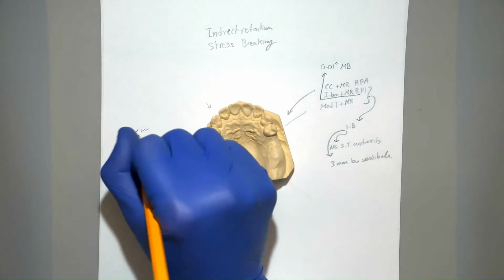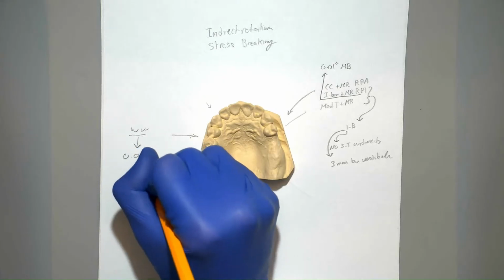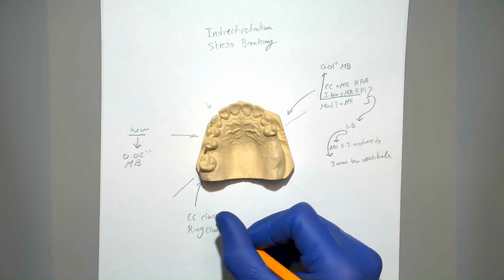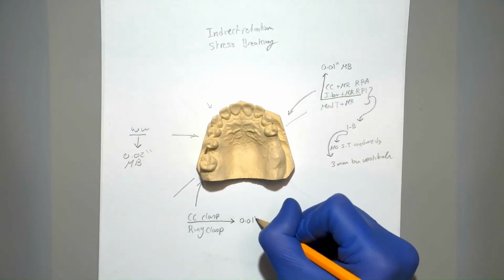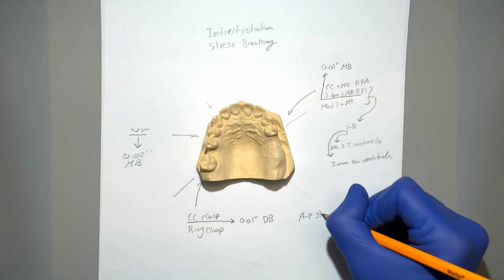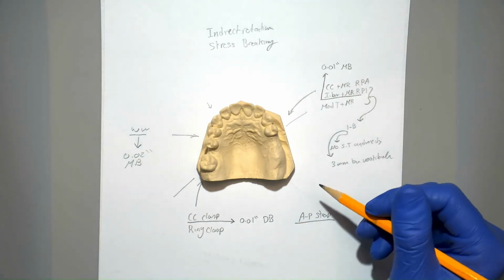For this tooth, we'll be looking for a 0.02 inch undercut on the mesiobuccal for a wrought wire. And finally, this tooth will probably be doing a CC clasp, so we'll be looking for a 0.01 inch undercut on the distobuccal. For the major connector, we'll do an AP strap.